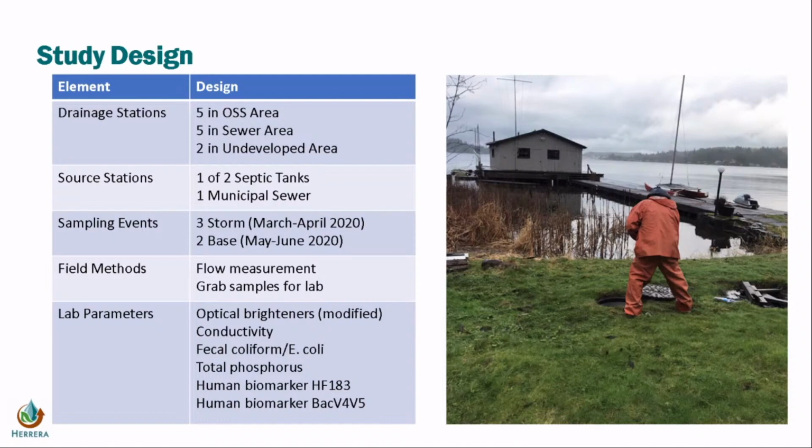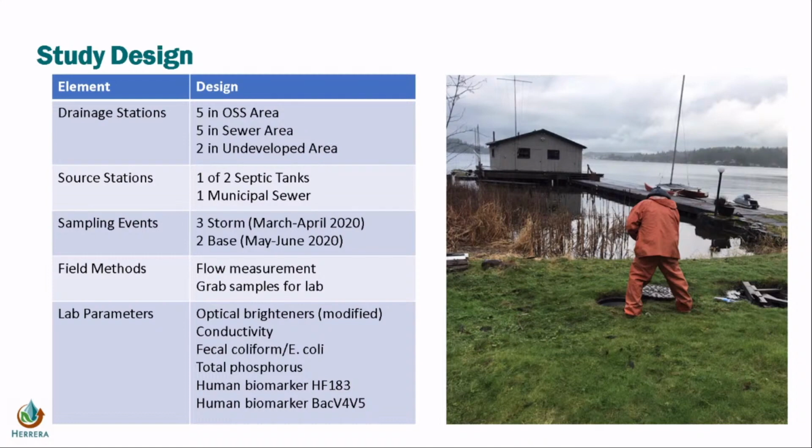And then we picked 2 drainages of different size in the undeveloped area. We also sampled 1 of 2 septic tanks in each of the 5 events, obviously located in the OSS area, and then a municipal sewer, shown here, sampled in the sewer area. We sampled 3 storm events and 2 base flow events in the spring of 2020. Storm events were between a half to an inch in 24 hours. The field measurements really consisted only of flow measurements, so we could expedite things, just grab samples and measure flow, and take those samples back to the lab instead of doing optical brighteners in the field to track sources like we did the first time, as you may recall.